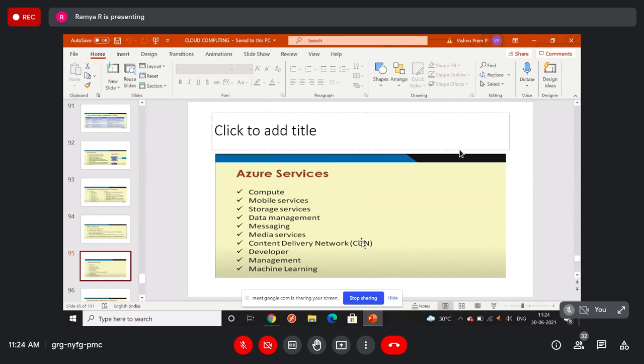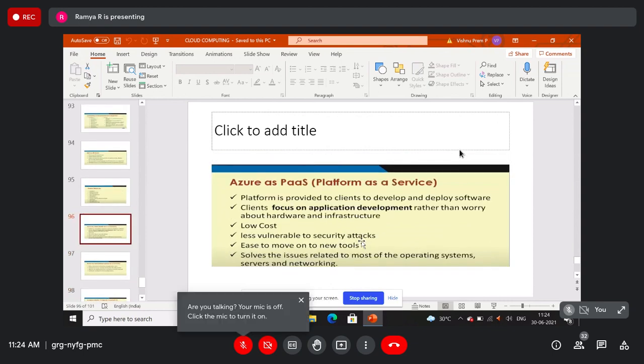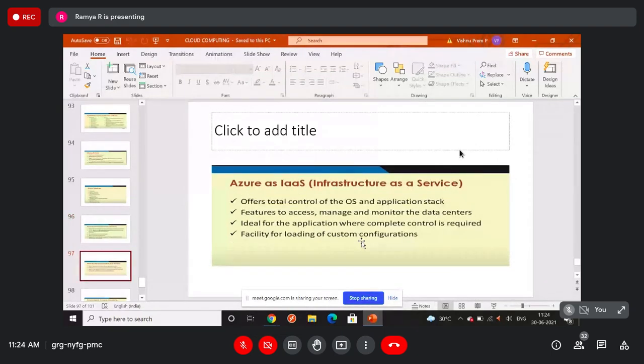These are the different services provided by it: compute, mobile services, storage services, data management, messaging. Azure as a platform as a service provides a platform to develop and deploy software, and clients just focus on application development rather than worry about the hardware and infrastructure. Azure as an infrastructure as a service offers total control of the operating system and application stack, features to access, manage and monitor the data centers. It is ideal for applications where complete control is required.